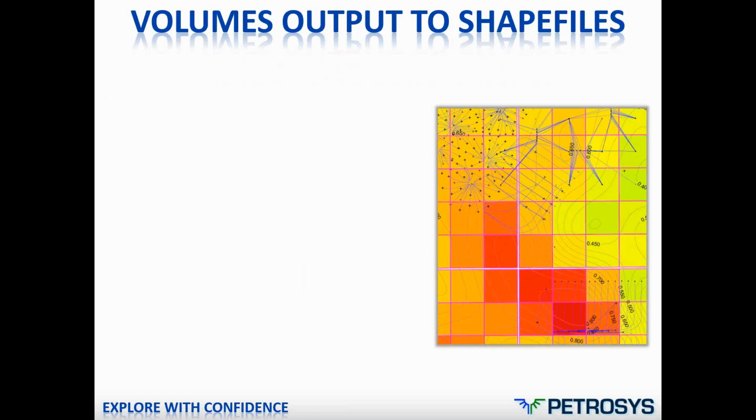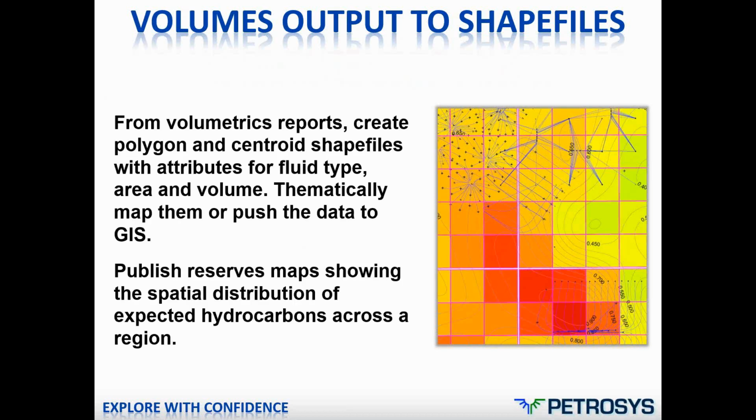We've also added in an option in Volumetrics to output the results to shapefiles. Spatially mapping reserves distribution is increasingly important, and this new feature will be particularly useful to clients planning horizontal development of unconventional plays. All Petrosys PRO users now have access to our Volumetrics options. The new options produces centroid and polygon shapefiles with attributes which include the fluid type, the area and the volume. And of course, as we're outputting these as shapefiles, you can also use them in GIS applications.